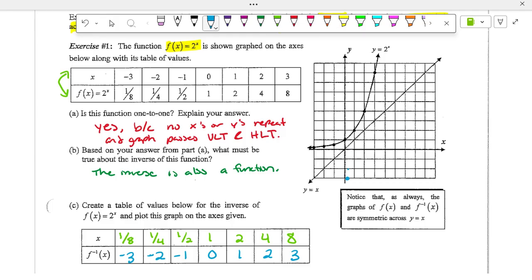1/4, -2. 1/2, -1. 1, 0. 2, 1. 4, 2, and 8, 3.